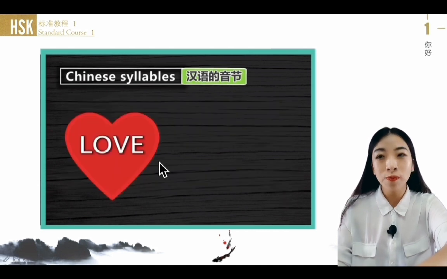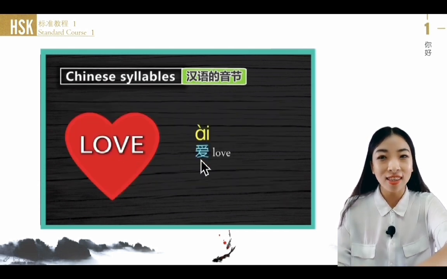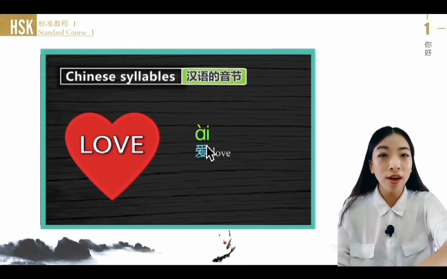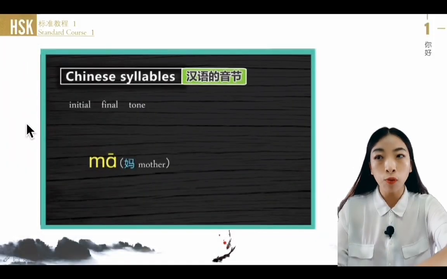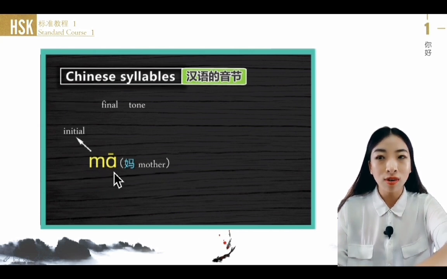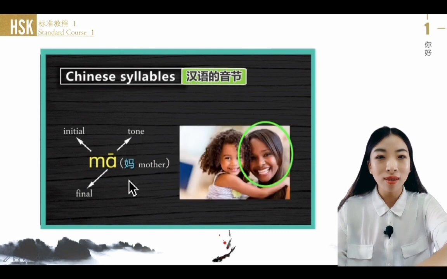For example, love in Chinese is 爱. The final is 爱. The tone is the fourth tone. So love in Chinese is 爱. But most syllables have one initial, a final, and a tone. For example, 妈 means mother. m is the initial. a is the final. It's the first tone. So 妈 means mother.